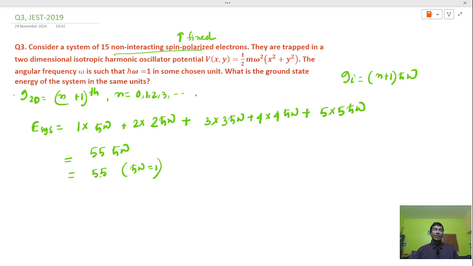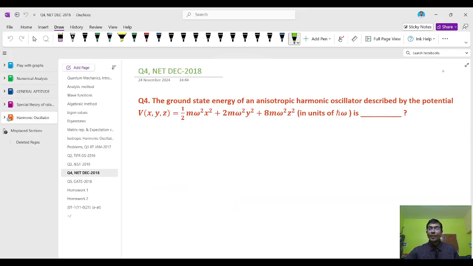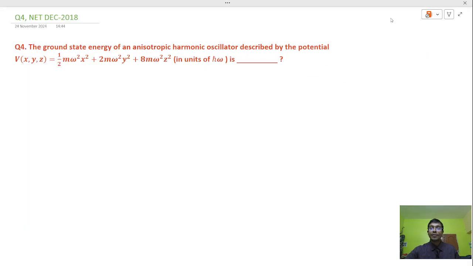This is a numerical question from JEST. Next we discuss question number 4 in CSIR NET December 2018. The ground state energy of an anisotropic harmonic oscillator described by the potential half m omega square x square plus 2m omega square y square plus 8m omega square z square, in units of h cross omega, is equal to what?